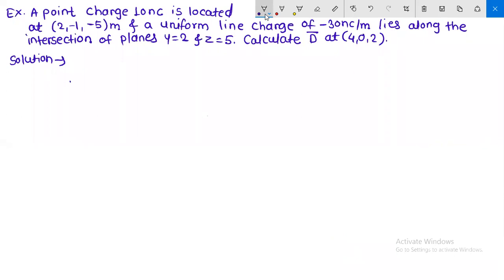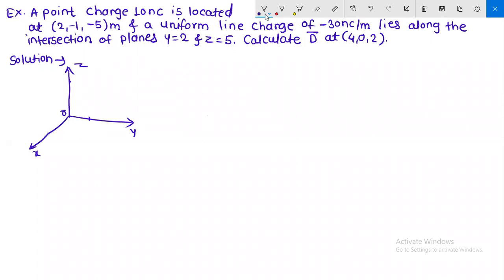Actually it is line charge density because the unit is coulomb per meter, right? Line charge density is given, that is rho L. Okay, so consider x, y, z. Now a uniform line charge lies along the intersection of planes y is equal to 2 and z is equal to 5. Means y is equal to 2.